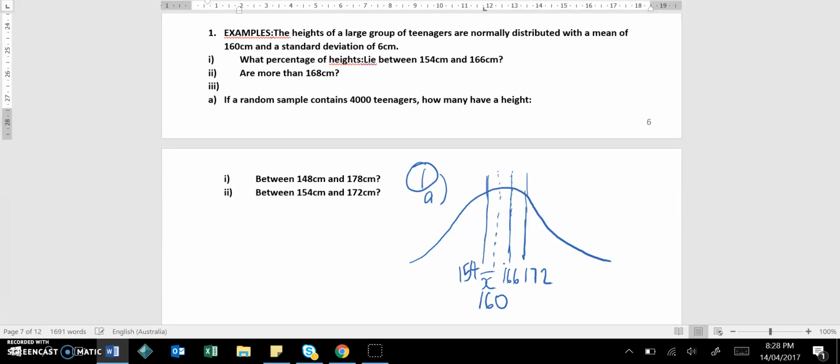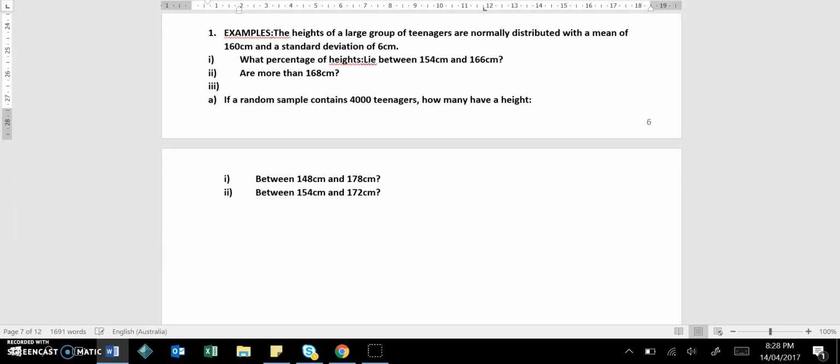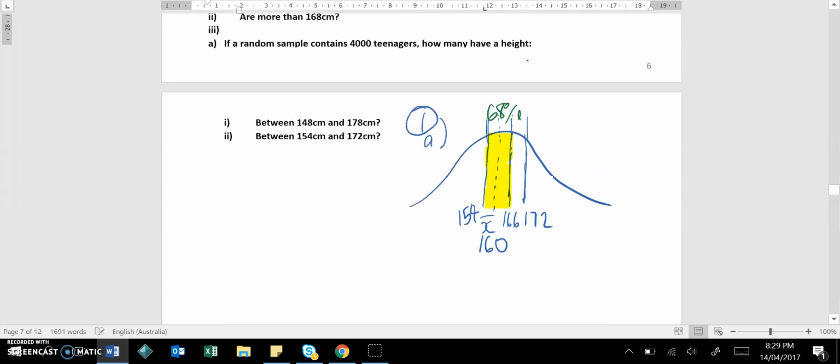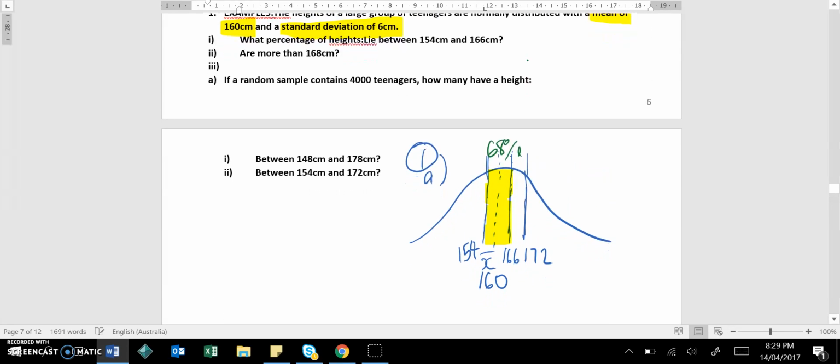The question is, what percentage of heights lie between 154 and 166? So between 154 and 166 is basically this section here that I'm highlighting in yellow. Okay, and that section there, on either side of the mean are the 34% markings each, so I know that by definition. So that's 68% in there. Okay, so that's the answer to the first part, I.